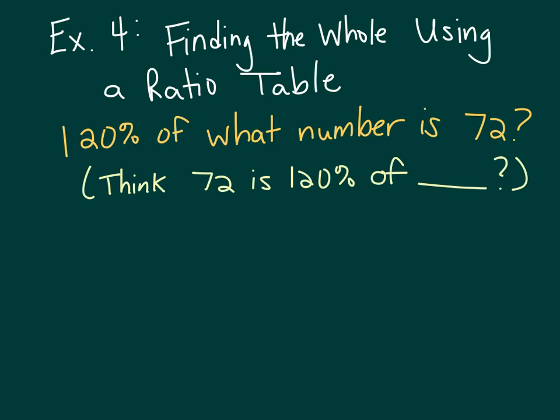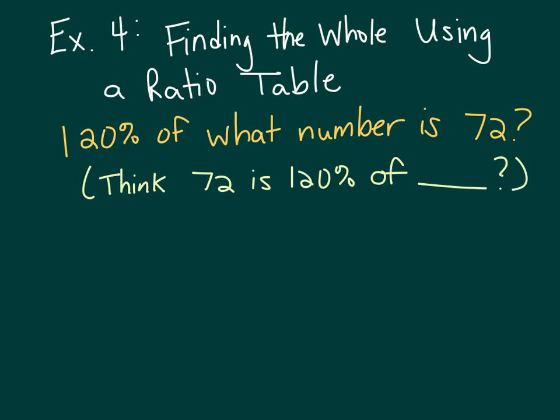For example 4, we're going to find the whole number using a ratio table this time, and they ask us to figure out 120% of what number is 72. And again, we can think of that this way: 72 is 120% of what number, because it fits our formula a little bit better. And again, common sense tells us that 120% is more than 100%.